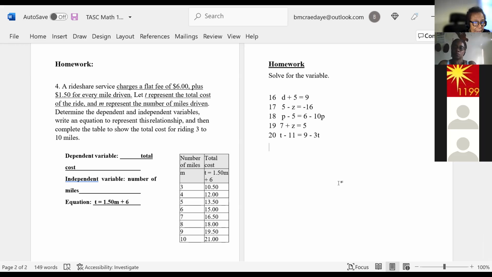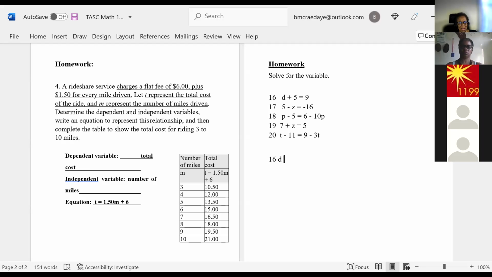All right. Now, how many solved the variables here? I did number 16. Okay, Maureen, you did 16, right? What did you get for D for 16? 14.